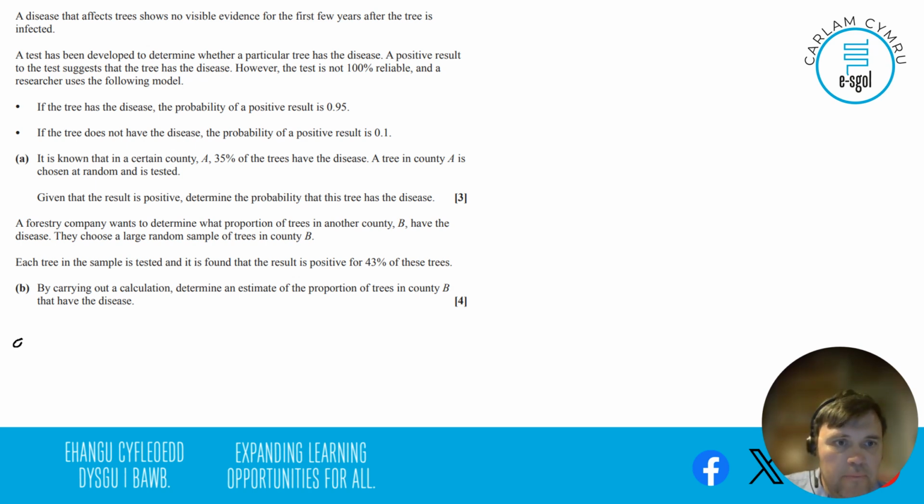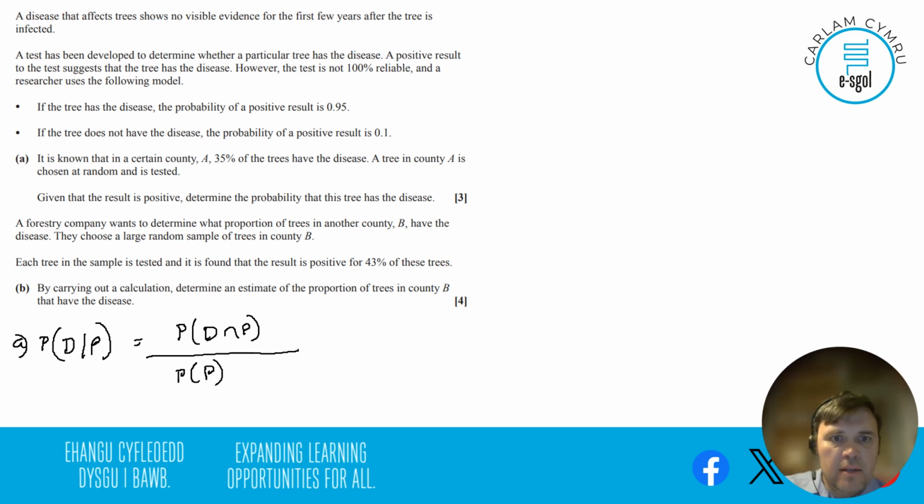So for part A, probability of disease given positive is the probability of disease and positive over the probability of positive. Now, you can either sketch the tree diagram, that would help with this, or you can, as you said, sort of see it in your mind's eye. So diseased and positive. Well, it is known that in a certain county it's 35%.